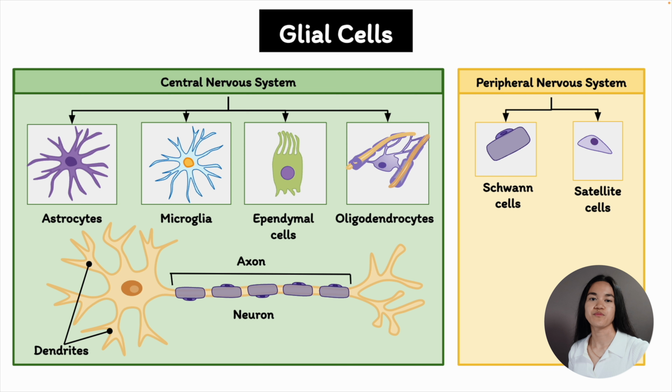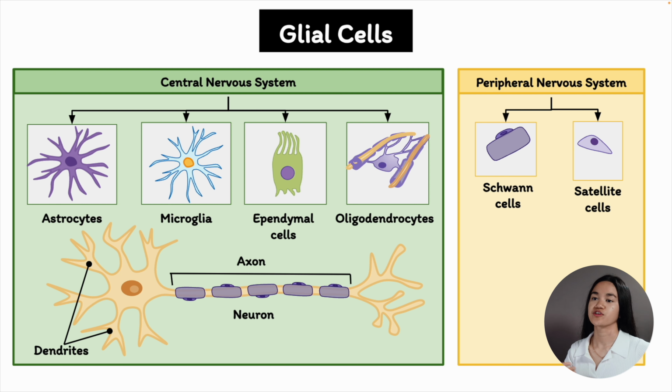So now let's go through the stars of the central nervous system, the astrocytes. Astrocytes are highly branched. These are the most abundant glial cells. They are star-shaped cells. Astro means star and cyte means cell. So that's how you can easily remember their structure. They are the stars of the central nervous system.